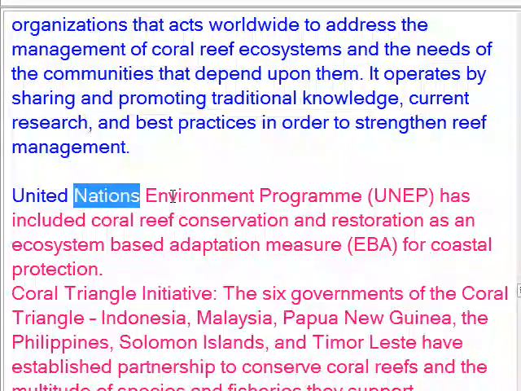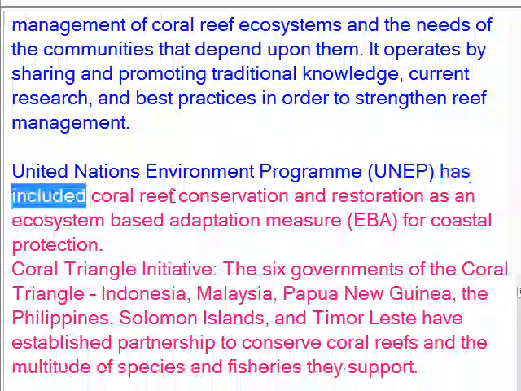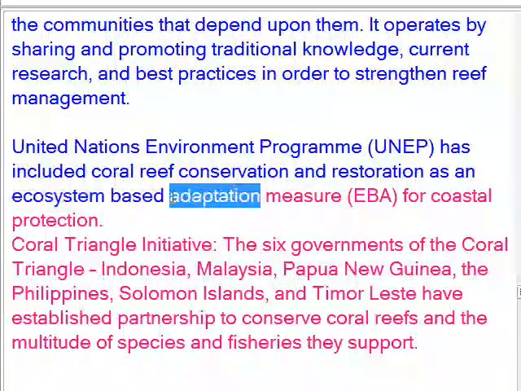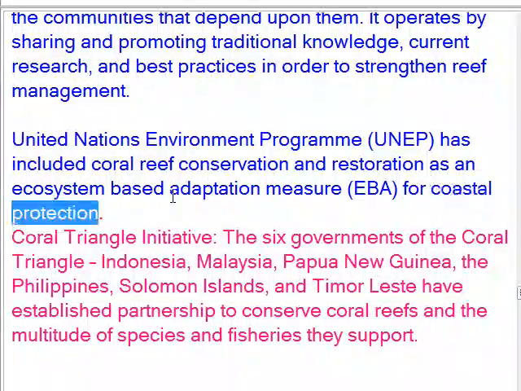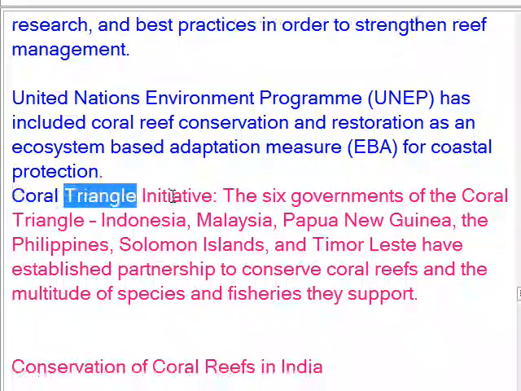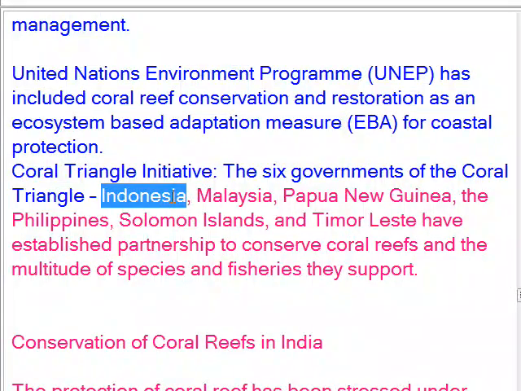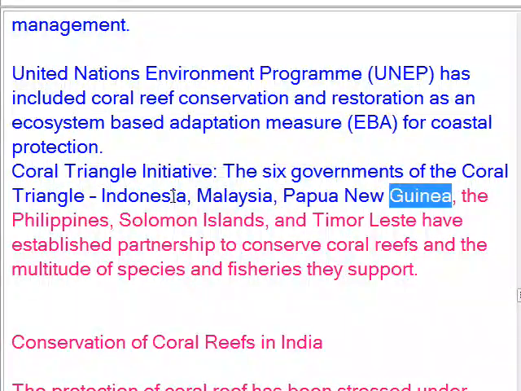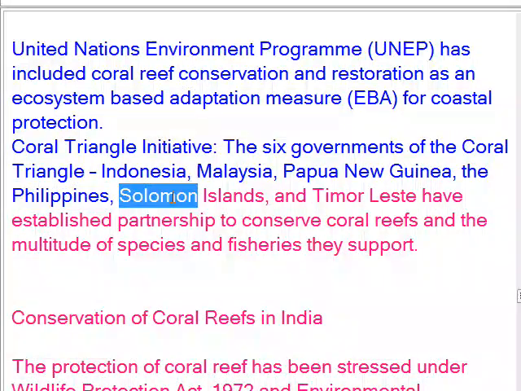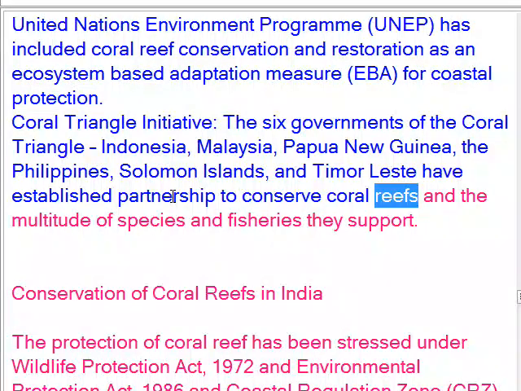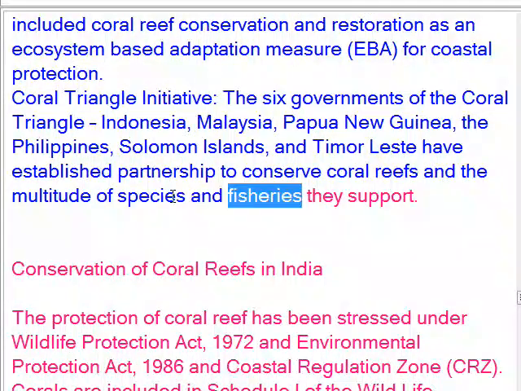The United Nations Environment Programme, UNEP, has included coral reef conservation and restoration as an ecosystem-based adaptation measure even for coastal protection. Coral Triangle Initiative. The 6 governments of the Coral Triangle, Indonesia, Malaysia, Papua New Guinea, the Philippines, Solomon Islands, and Timor-Leste have established a partnership to conserve coral reefs and a multitude of species and fisheries they support.